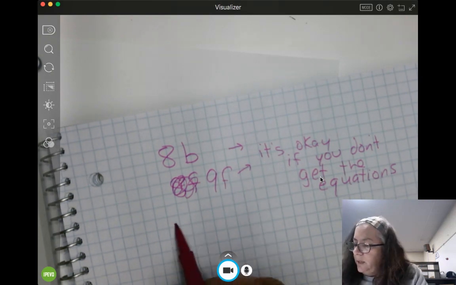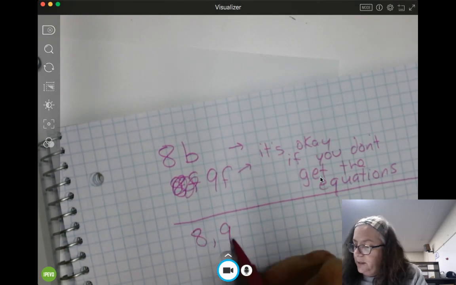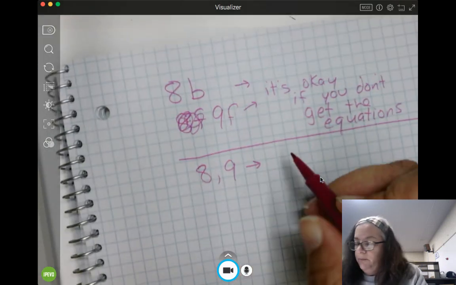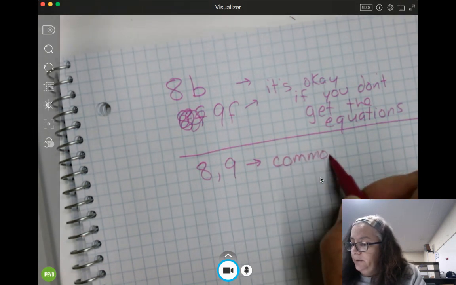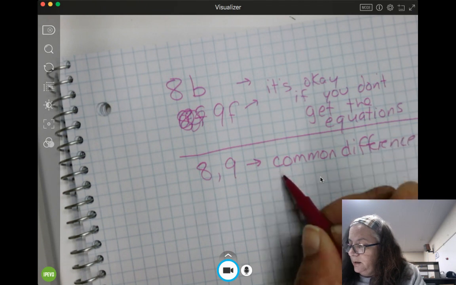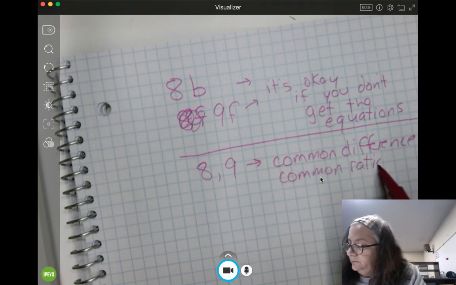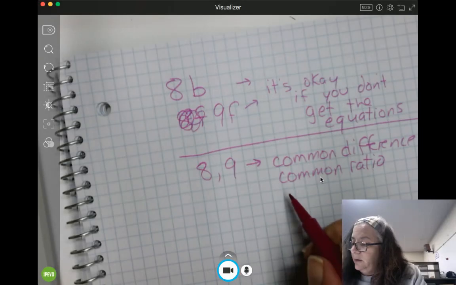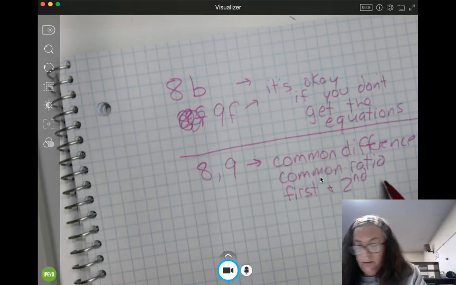Okay, I'm going to add one more thing. On all of 8 and 9, even though it doesn't tell you to, I want you to tell me the common difference, if it has one, or the common ratio. Or if it's quadratic, then I want you to make sure that you show me the first and second differences. And I think you can just put those in the book.